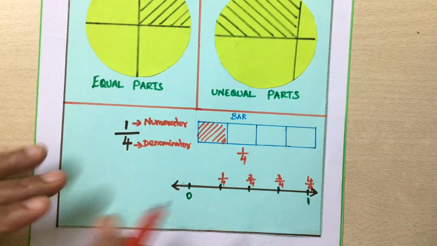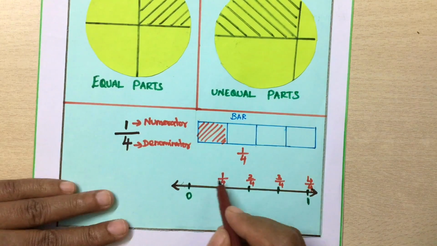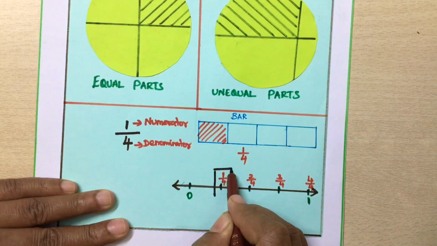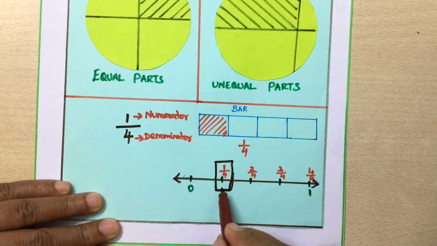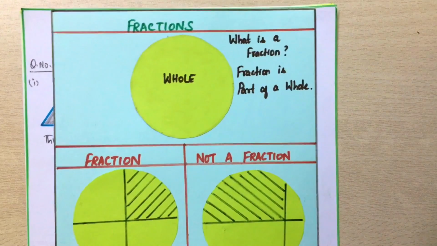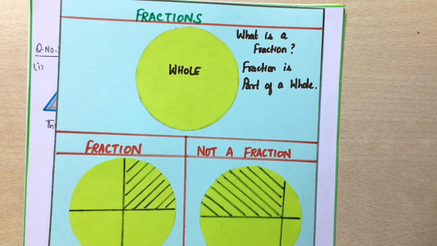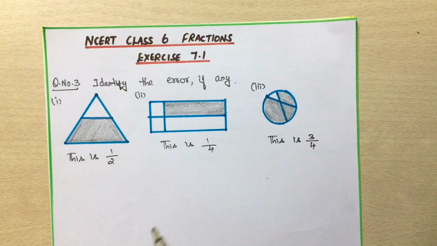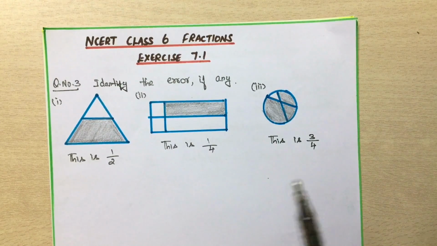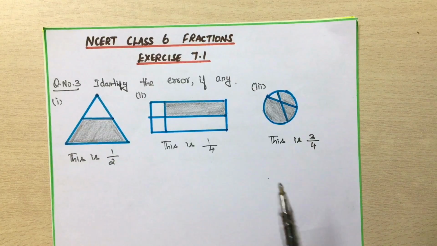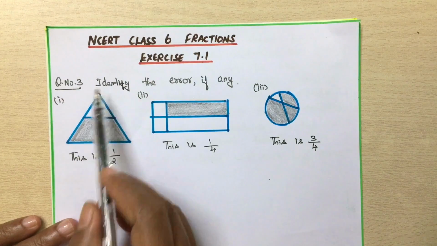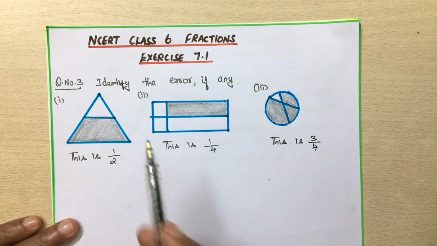Okay. Now what we need is this portion. This is the required fraction. That is 1 by 4. Okay. I hope you must have understood the basics. Let us move on to solve the problems. The first 2 questions is about shading the given fraction, which you can do on your own. It's very simple. Okay. Question number 3 here is identify the error if any.